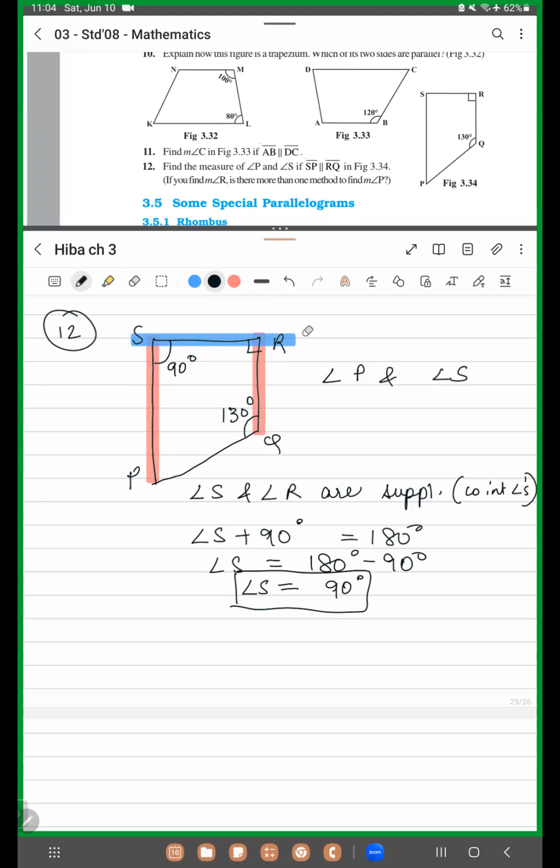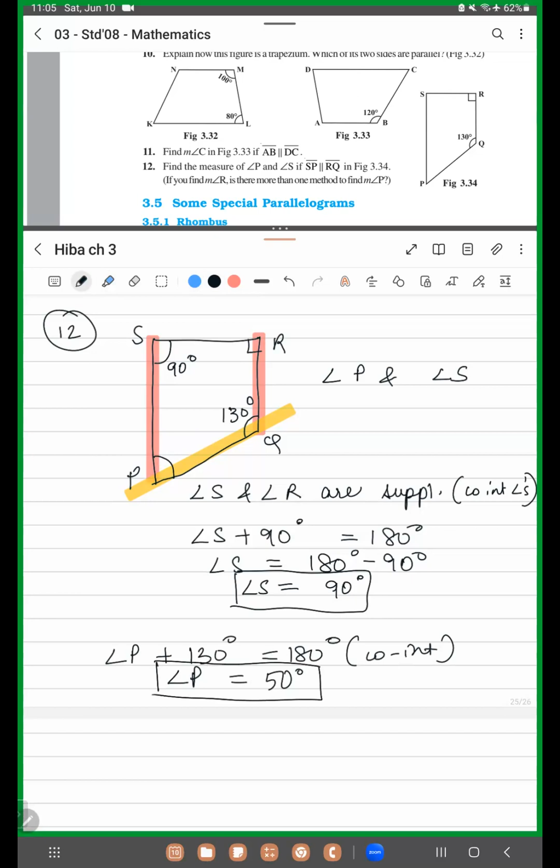Now look at PQ as a transversal. They are also co-interior angles. So angle P plus 130 degrees gives 180. Very good. So P is equal to 50 degrees. Excellent. So we have found both of them.